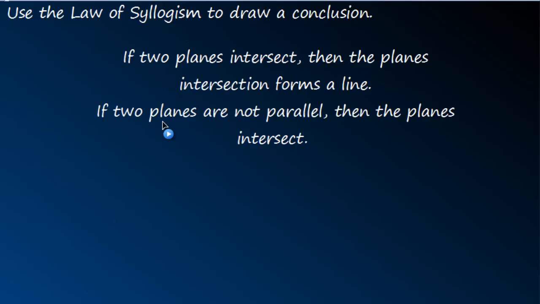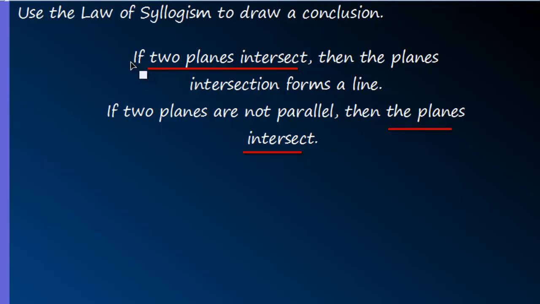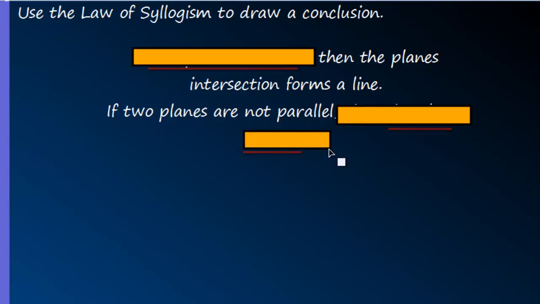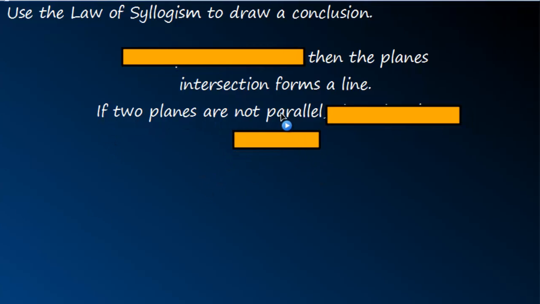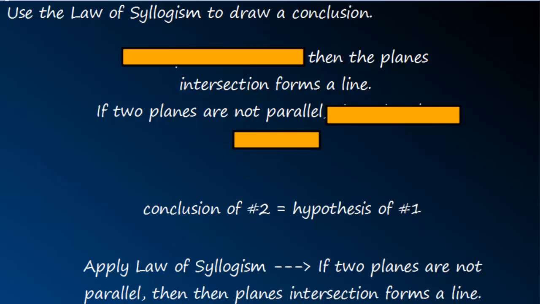If two planes intersect, then the planes' intersection forms a line. If two planes are not parallel, then the planes intersect. So here's a hypothesis, two planes intersect. Here's a conclusion, the planes intersect. So I have a hypothesis and a conclusion that are the same. Notice that the order isn't exactly the same as the other one, but the hypothesis and conclusion are the same. So I can imagine ignoring those. Then what's left is: if two planes are not parallel, then the planes' intersection forms a line. Because the conclusion of 2 and the hypothesis of 1 are the same, we can apply the law of syllogism and come up with a brand new conditional.